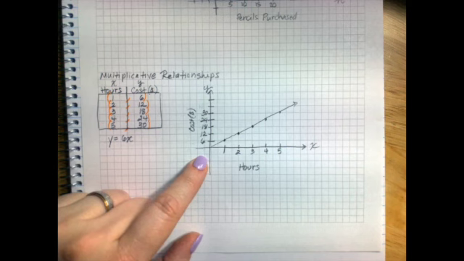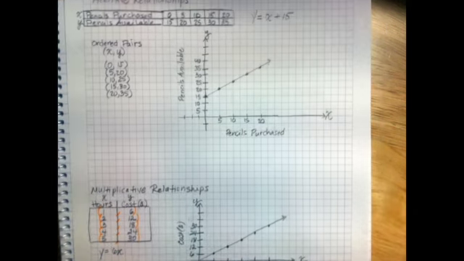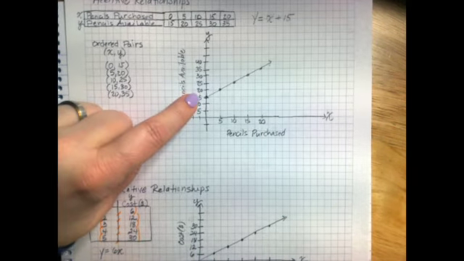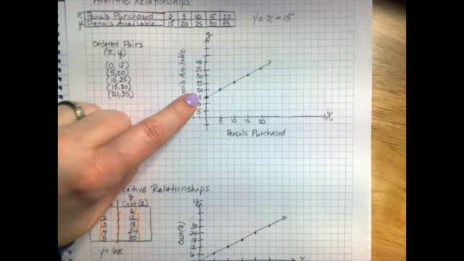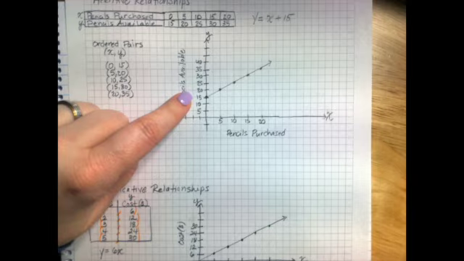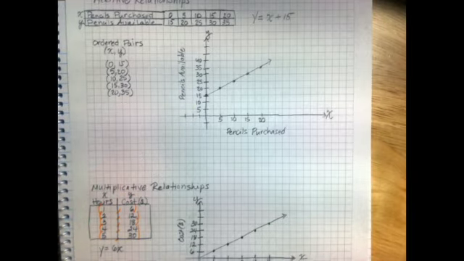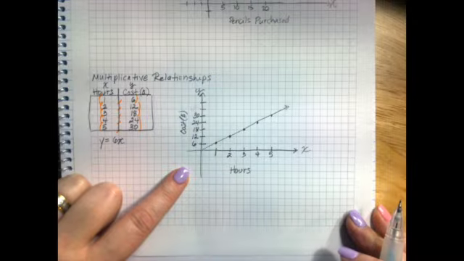Now notice this one went through the origin. Your additive relationship does not always go through the origin. Your multiplicative relationships will go through the origin.